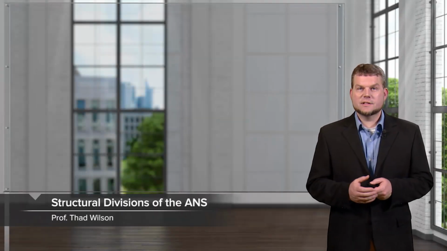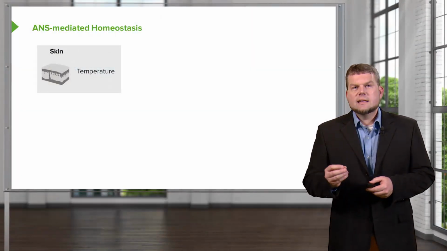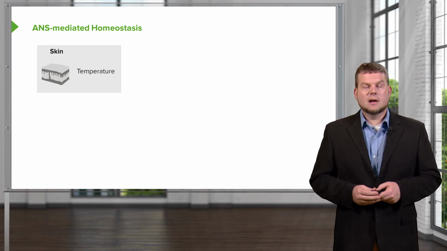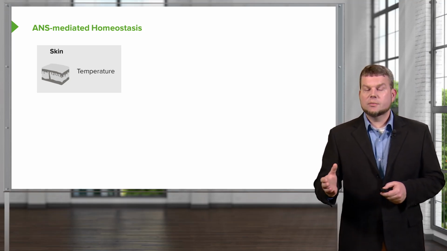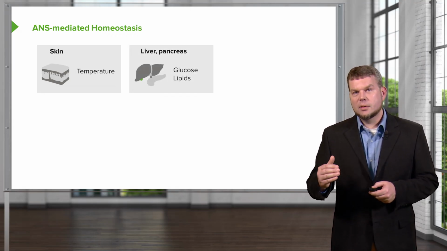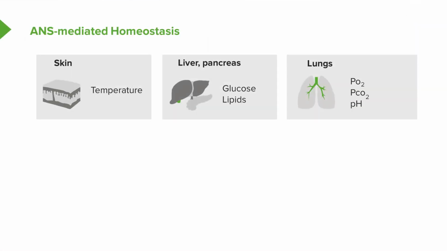The autonomic nervous system. The ANS mediates many of our classical homeostatic processes, such as temperature regulation, glucose, especially in the blood, as well as blood levels of lipids, the plasma levels of oxygen, carbon dioxide, and even pH.